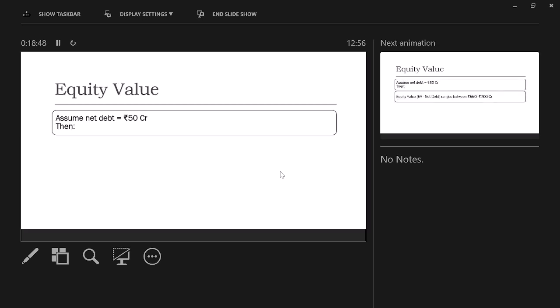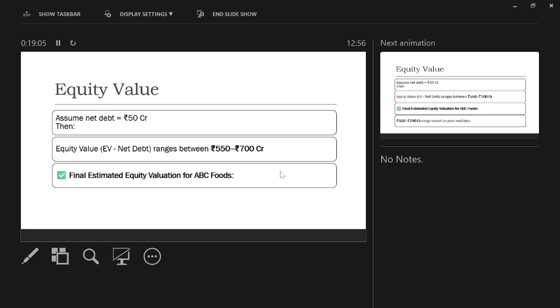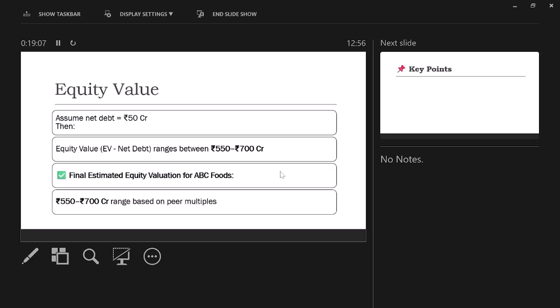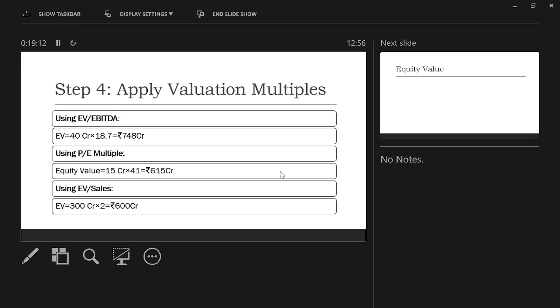Now assume that the debt of the unlisted company is 50 crores. Now we can calculate the equity value. It will be in the range of 550 to 700, because if you look back, the enterprise value is 748, and using EV to sales it is 600. So it is ranging from 600 to 748, and we are going to minus 50 crores of debt. So we'll come to the equity value, isn't it?